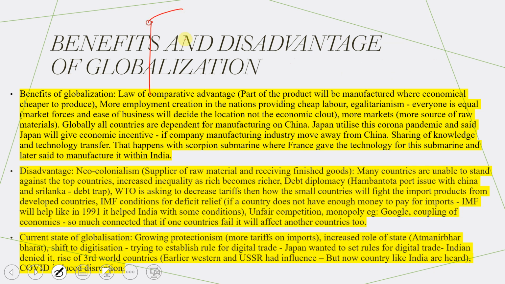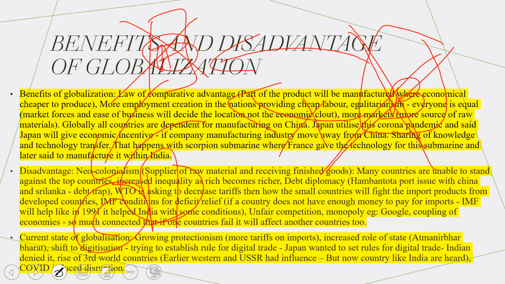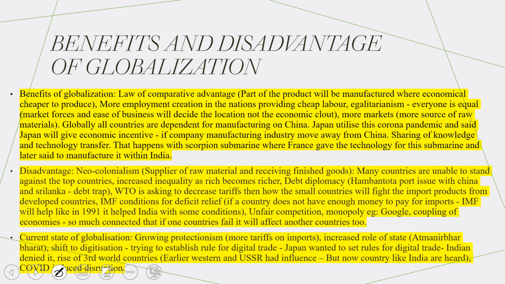Let us suppose one country, Country A, manufactures mobiles. Country A imports chips, boards and circuits from another country, B. Country B's economy fails, and country A is selling those mobiles to country C. Now what will happen? Country B is not exporting the product to country A. Then country A will not be able to manufacture the mobile, and ultimately country C will not be able to get mobile phones. So all are affected if one country is affected. That is the disadvantage of globalization, that we are all interconnected. If one country is hit, all countries will be hit.